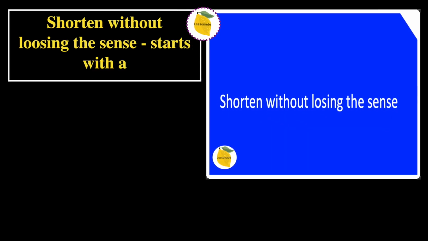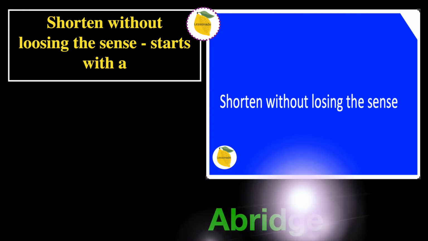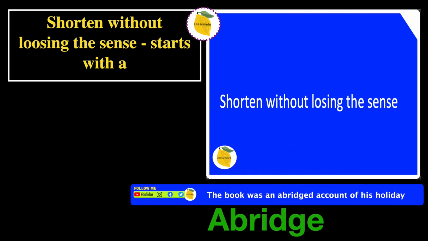Shorten without losing the sense starts with A. In this picture, it says shorten without losing the sense. So therefore, the word is going to be abridge, and the sentence is the book was an abridged account of his holiday.